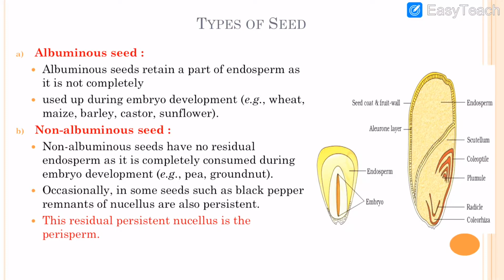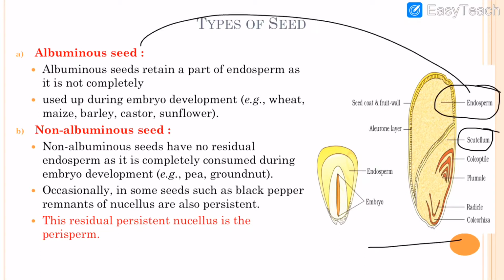In this diagram, you can see a monocot seed. Here in this monocot seed, a single cotyledon is present, which is known as scutellum. In this monocot seed, endosperm is present, so that's why this is known as an albuminous seed. It has a plumule and a radicle. The plumule grows to form the shoot, whereas the radicle forms the root. The radicle is covered by the coleorhiza, whereas the plumule is covered by the coleoptile.